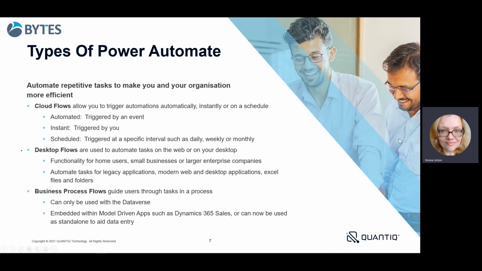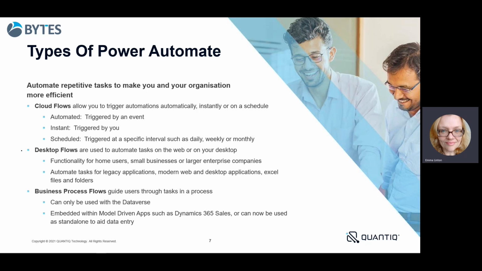So what are the different types of Power Automate? There's 3 main types of Power Automate. There are cloud flows, which is what we're going to dig into in deeper detail in a bit. Cloud flows allow you to trigger automations, and you can do them in 3 different ways.